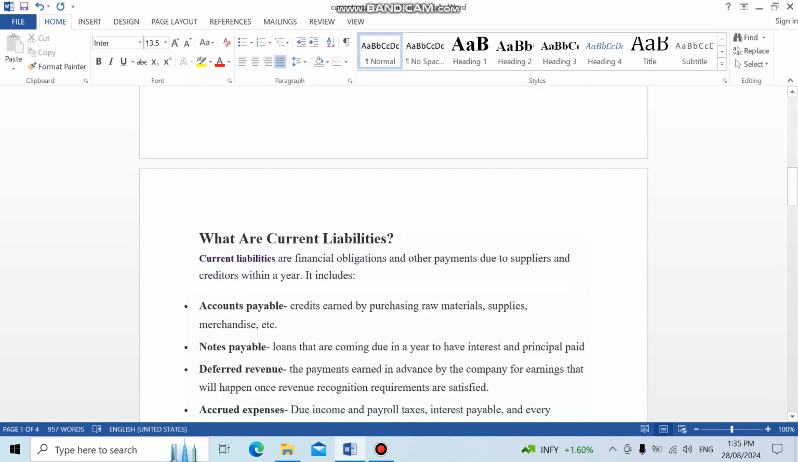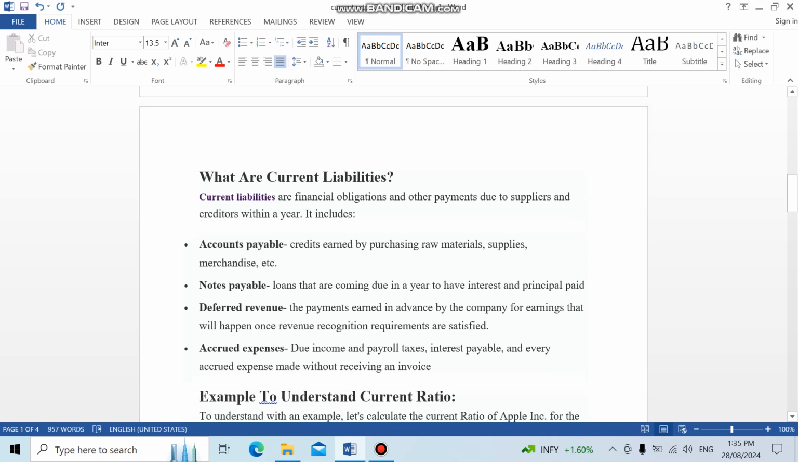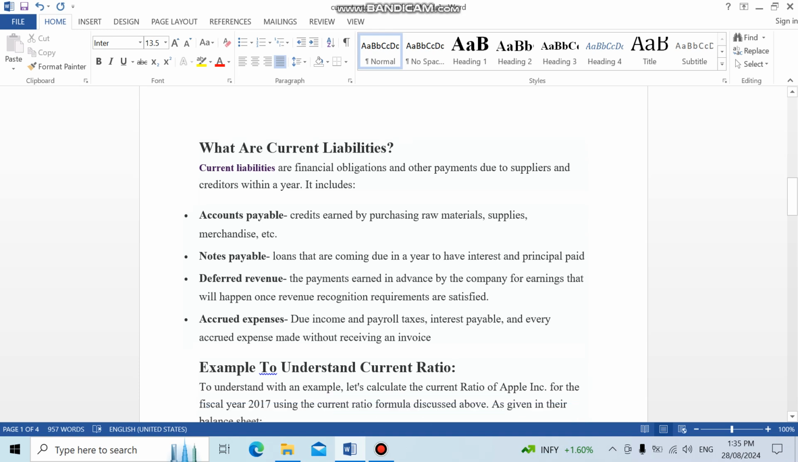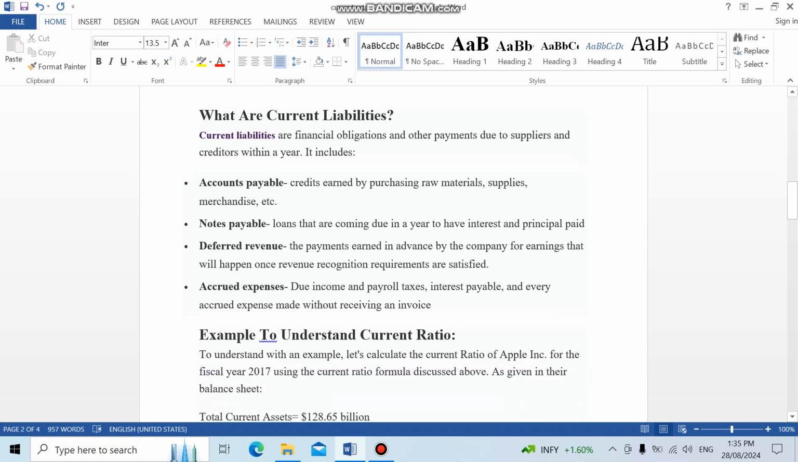Right, now what are current liabilities? Current liabilities are the financial obligations and other payments due to suppliers and creditors within a year, that is short term. Now it includes accounts payable, credits earned by purchasing raw material, supplies, merchandise. Basically it is the creditors of the company. The notes payable, loans that are coming due in a year to have interest and principal paid.